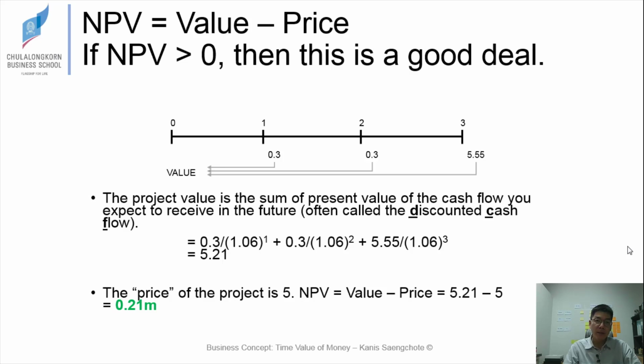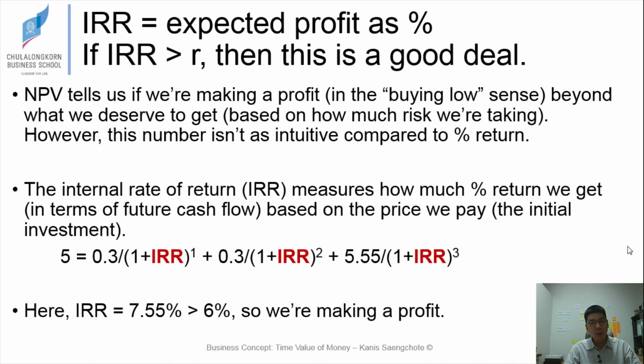Now, if that's confusing, I know it sounds confusing too, so let's try a different approach. Let's ask instead, I invest 5 million baht and I get 300,000 baht per year and so on. How much return am I getting on my original 5 million baht? So you can set up this equation. We'll come back to this equation later on in our formal class.